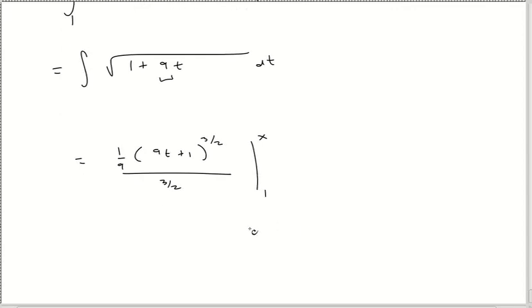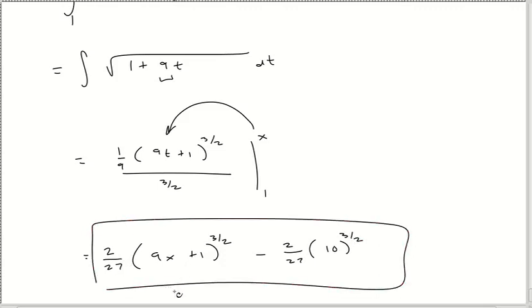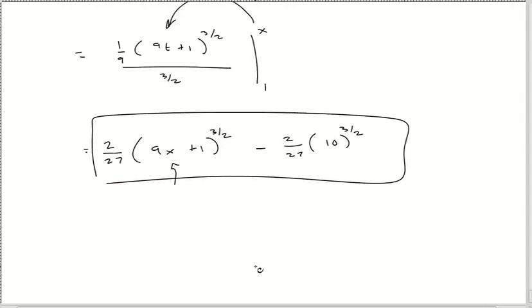From 1 to x. This 2 can come up, the 3 can combine, and so we get, what, 2 over 27, I believe? 9, and then this is where it gets a little bit weird. Plug in the x to get an x. And then I plug in the 1 to get a 10. And that's actually your answer. It's a function in terms of x. That's it. Just don't do anything else. You're done. Type that in. You're good.